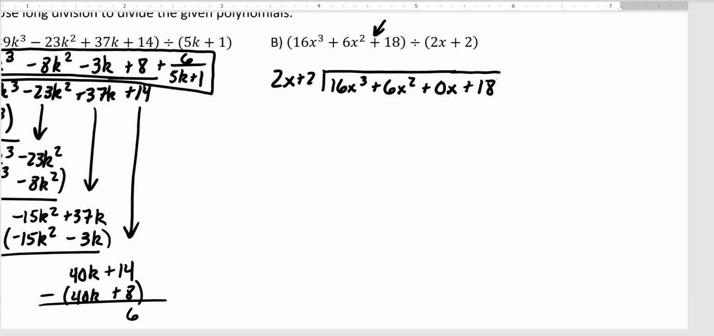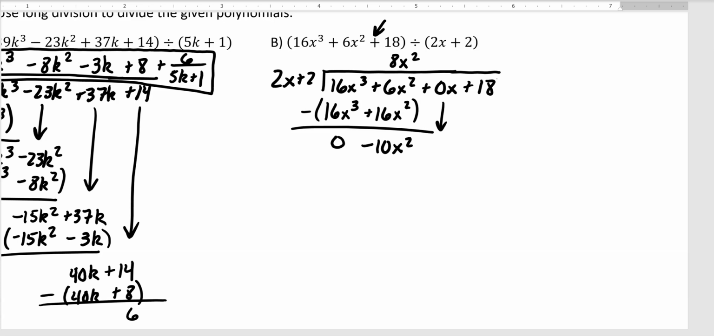So we'd say 2x times what gives me 16x to the third? Well, that would be 8x squared. When I multiply, I'd get 16x to the third plus 16x squared, and I'd subtract. You get 0. 6x squared minus 16x squared would give me negative 10x squared, bring down the 0x. So 2x times what gives me negative 10x squared? Negative 5x. Negative 5x times 2x is negative 10x squared. Negative 5x times 2 is negative 10x.